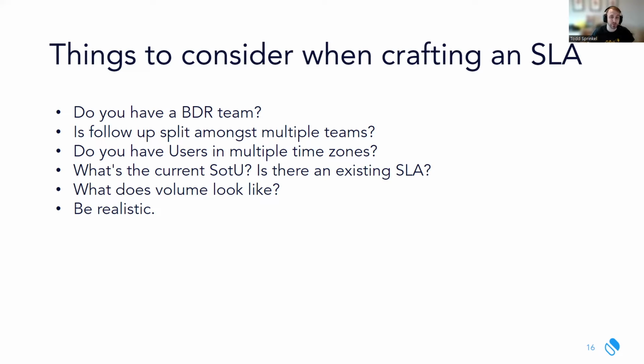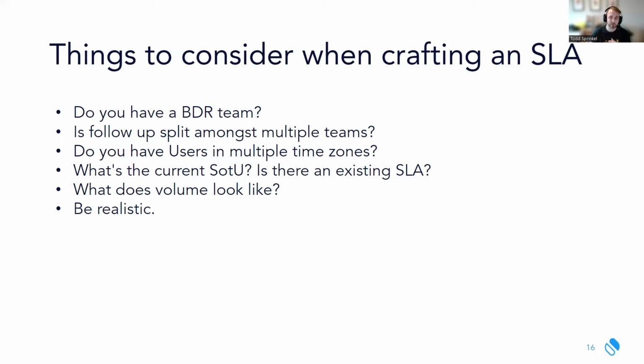What does everything currently look like? If we don't have any sort of existing SLA today, then coming in and doing something super complicated right away is going to lead to a lot of pain. So starting somewhere and then iterating and getting more complicated afterwards, once you learn what your team's capacity is, will be better for you in the long run.